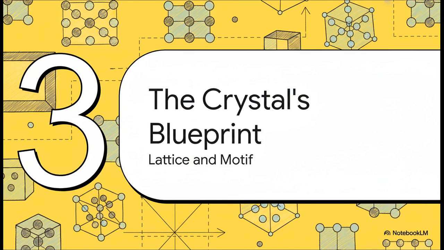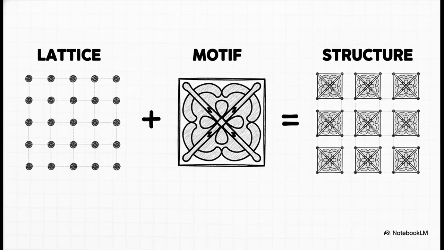Okay, so we've got our 4 families, right? All defined by their atomic glue. But how are the atoms actually arranged in space? To understand that, we gotta zoom in just one more level to find the fundamental blueprint that all crystals share. The best way to think about this is like tiling a floor. The imaginary grid of points where you're gonna place each tile, that's what we call the lattice.